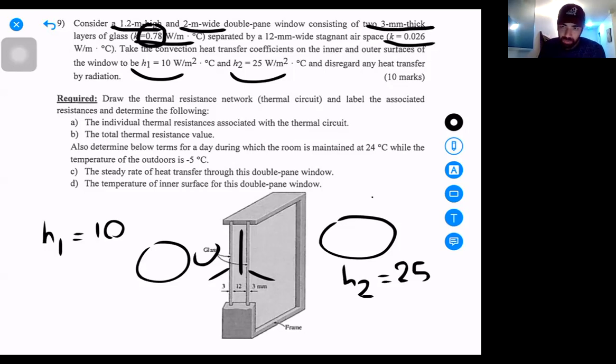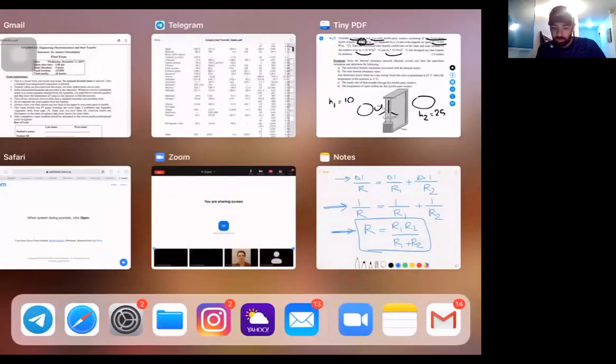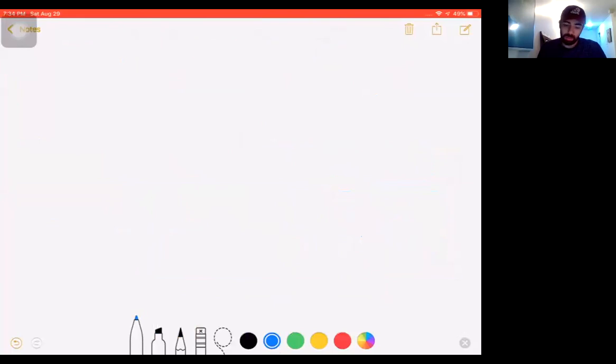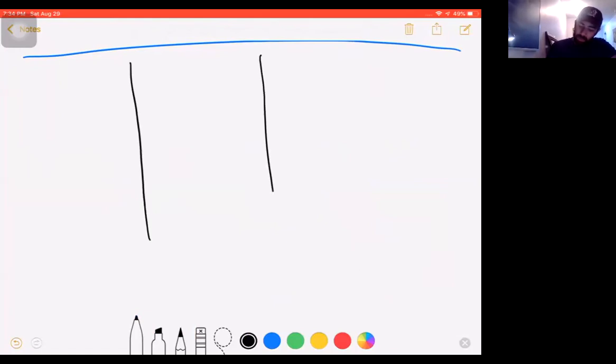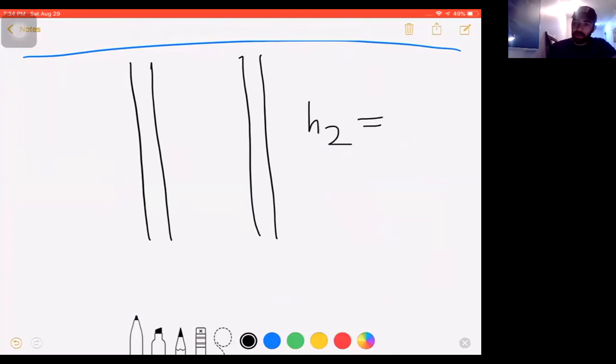So we first will depict the system as what the question has itself given us. What we have is basically a window. There are 2 layers of glass with air inside, and the outer and the inner are denoted with convection terms of 125, the other is 10. The amounts are not important.